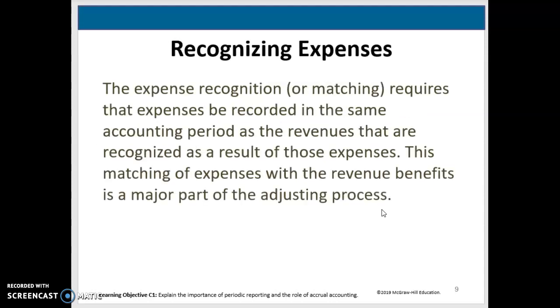All right, when we're recognizing expenses, remember the expense recognition or matching principle tells us that our expenses need to be recorded in the same accounting period as the revenues that were earned and related to those expenses. So for example, if we're running a business, we have sales for the month. Those sales were based off of us operating out of a building. If we had electric expense for that month, that's related to the sales for that month. So we want to record the electric expense in that month when we recognize the sales, when we use the building for that sale.